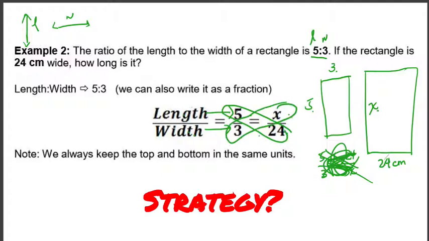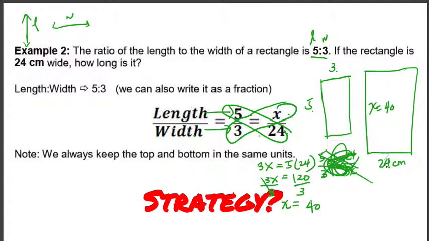There you go. So you have 3x is equal to 5 times 24. 3x is equal to 120, divided by 3 divided by 3. X is equal to 40. So that means this is 40.